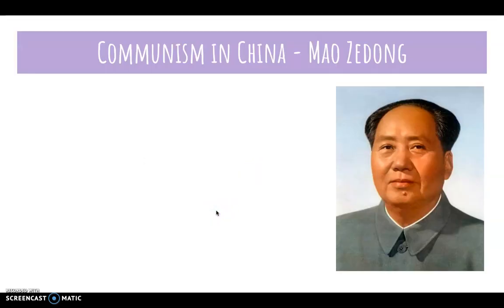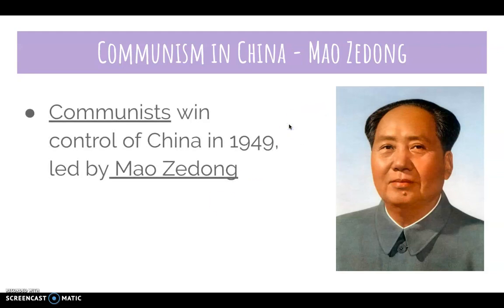So we have to look at the start of communism in China, and it really begins with Mao Zedong. Communists win control of China in 1949. In this class, we've talked about how the US policy of containment was trying to prevent the spread of communism, or at least keep it in the Soviet Union and Eastern Europe. The Soviet Union was successful in encouraging other communist movements, and we're going to look in particular at China, still to the east of where that Iron Curtain was.